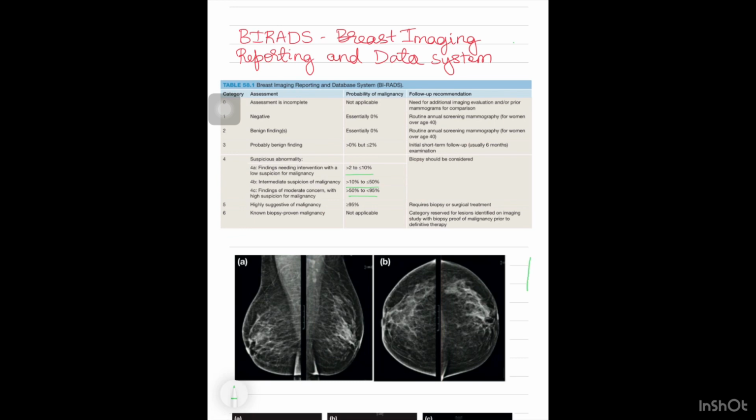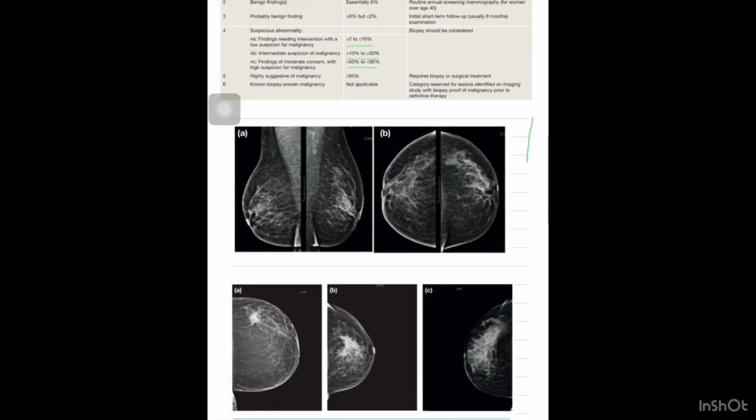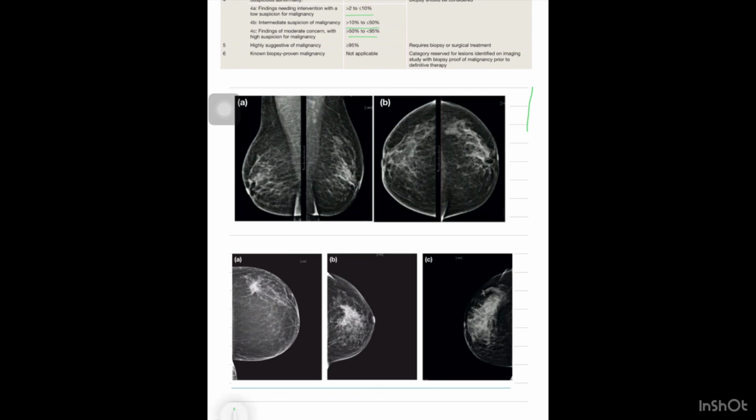So this is the normal view of the breast. This is the mediolateral oblique view, and this is the craniocaudal view. In the mediolateral oblique view, you can see the upper outer quadrant with axillary tail of Spence. And this is the normal mammogram.